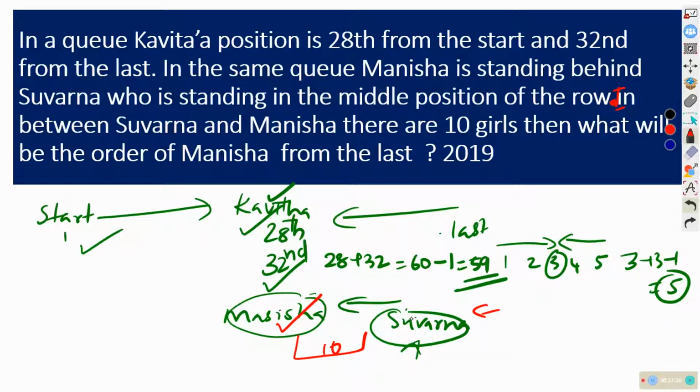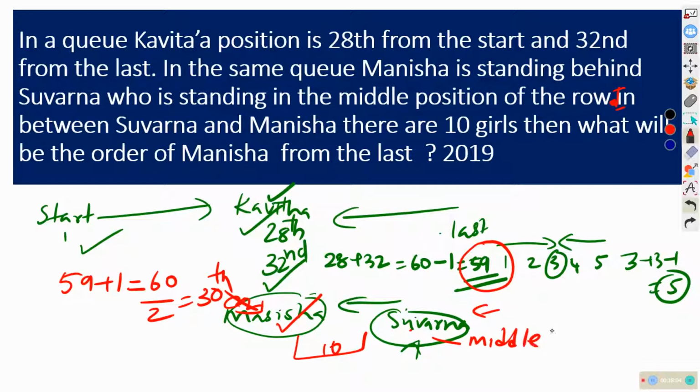Who is standing in the middle position of the row? That means, what is the middle position of this? We found that there are 59. 59 plus 1, 60, divided by 2, so the 30th position. Manisha is standing behind Suvarna, who is standing in the middle. Suvarna is standing in the middle, not Manisha. Manisha is standing behind Suvarna, and Suvarna is standing in the middle, which means Suvarna is in the 30th position. That is clear to us now.